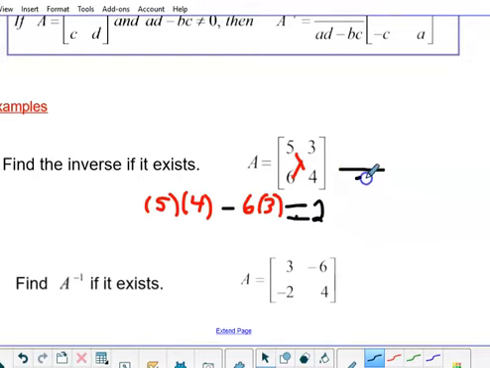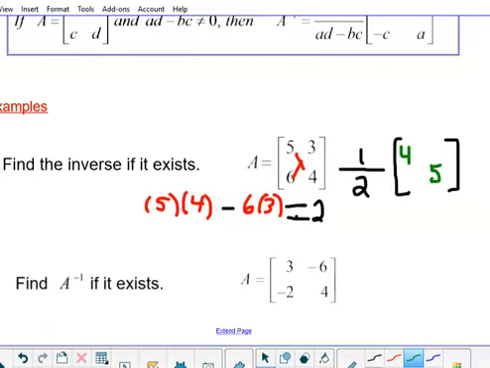So that determinant goes in the denominator, and there's a 1 on the top. Okay, so the 2 goes in the denominator. Now for the rest of it, I'm going to start with this diagonal. The 5 and the 4 just switch places. This becomes 4. This becomes 5.